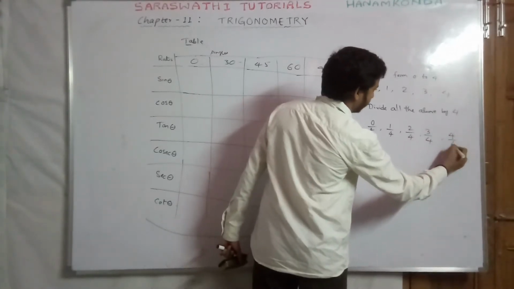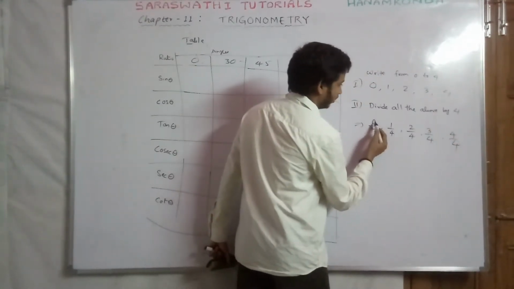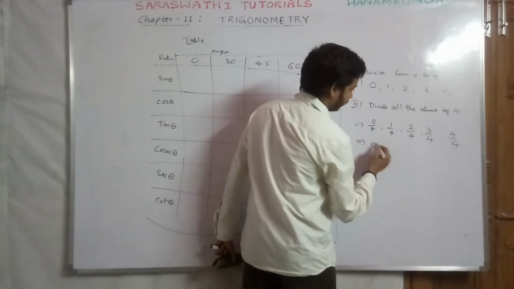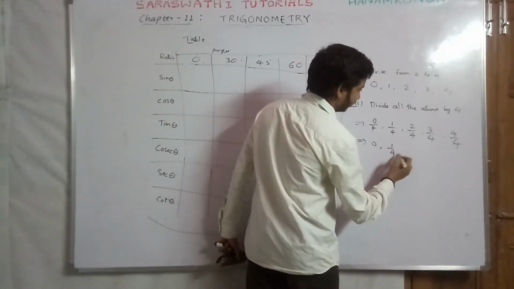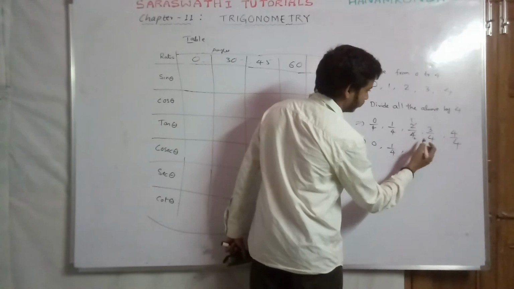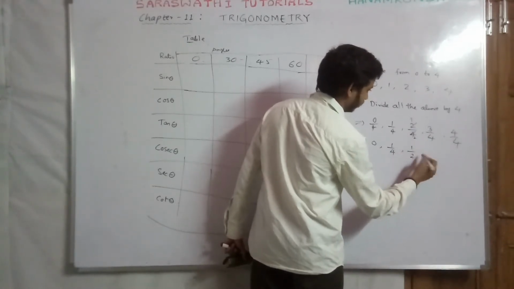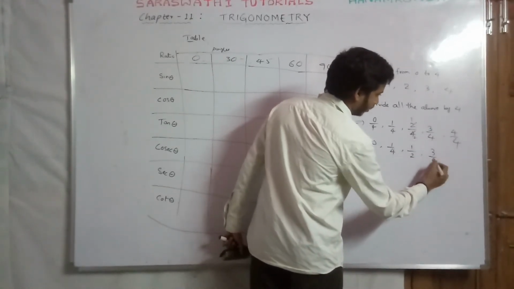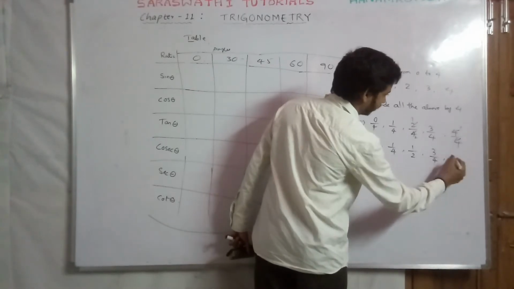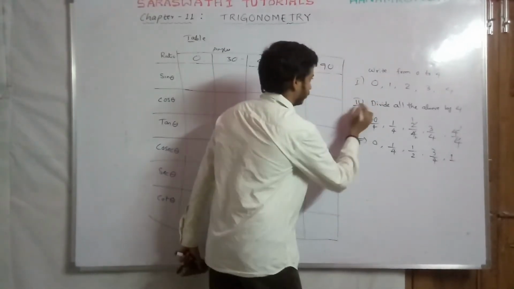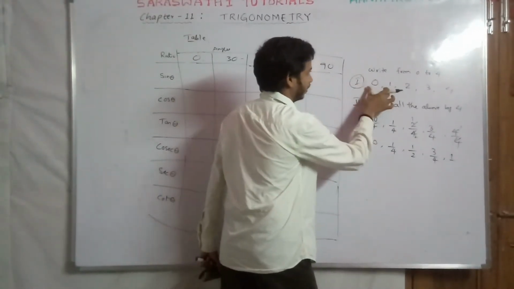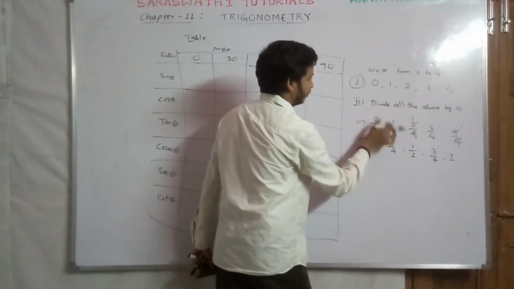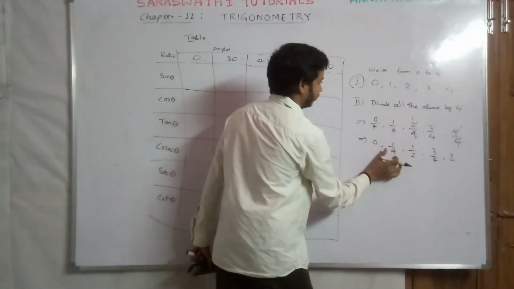You know that 0 by any number is 0. Then 1 by 4. Next, 2 by 4, the 2s get cancelled, so 1 by 2 remains. Then 3 by 4, and 4 by 4, the 4s get cancelled, so the value is 1. So first write 0 to 4, and next divide all the digits by 4.